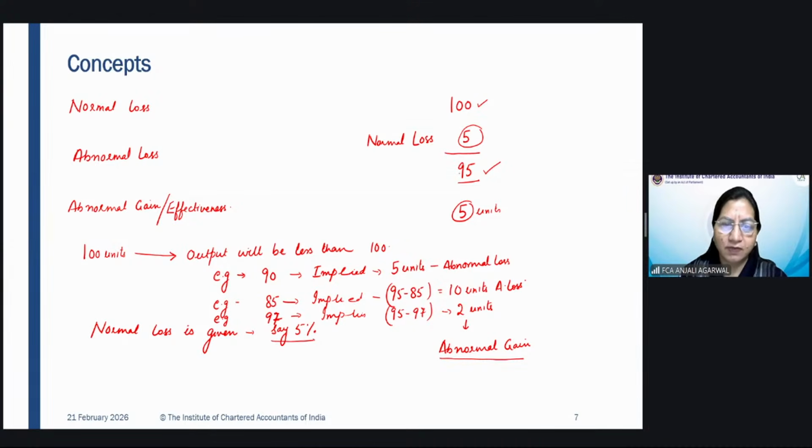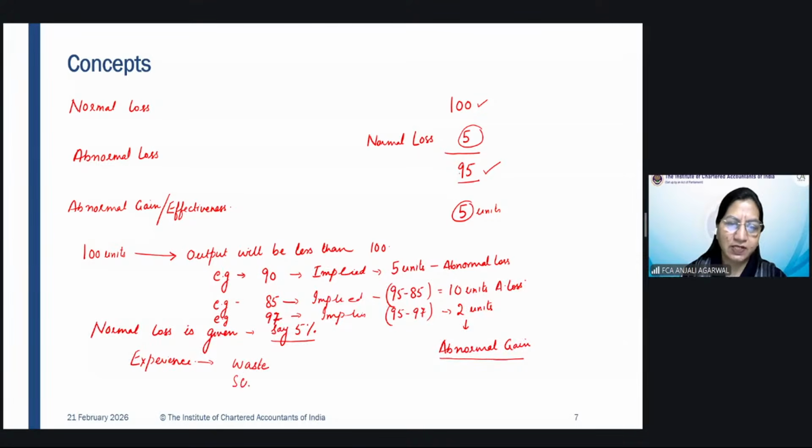How is this normal loss of 5% determined? It is generally the output of experience and research. So through research or experience, you can say that whenever you put 100 units in the process, you end up getting 95 units only. Through experience and industry research, we know that this process has a tendency of 5% normal loss. This normal loss may be collectible or it may not be collected or sold.